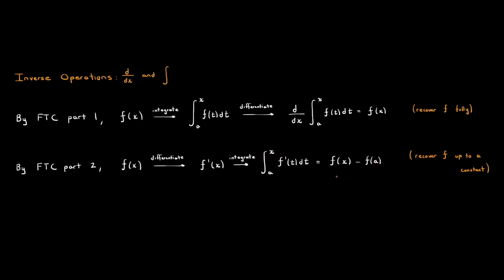So in this case, we started with f of x, and we almost got it back. We got f of x plus some constant. So in this case, we're able to recover f up to a constant. So it doesn't fully cancel out. In this case, the derivative and the integral don't fully cancel out because you don't get exactly what you started with. You actually get a function up to a constant.